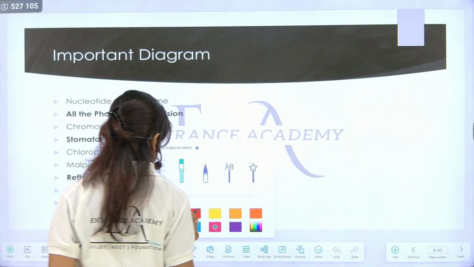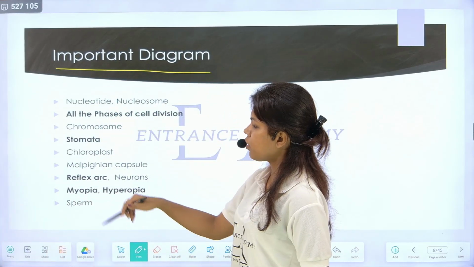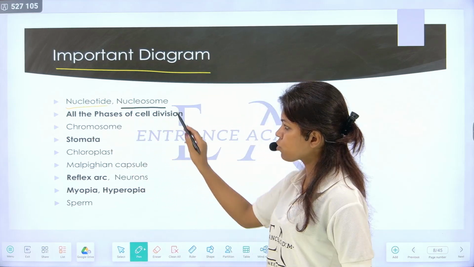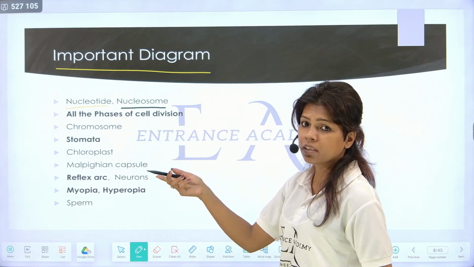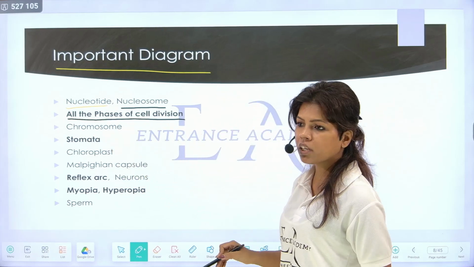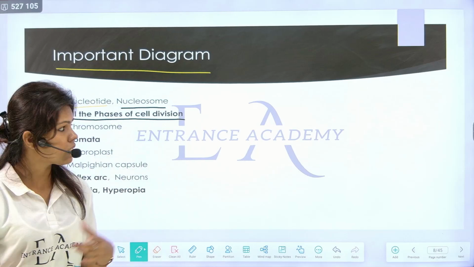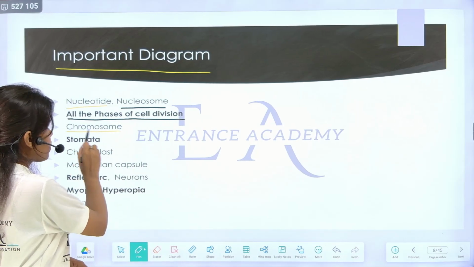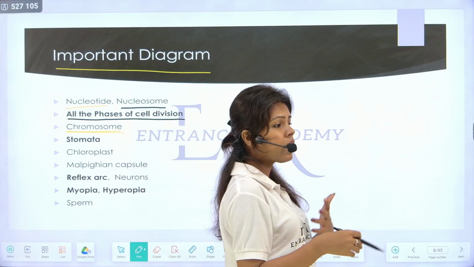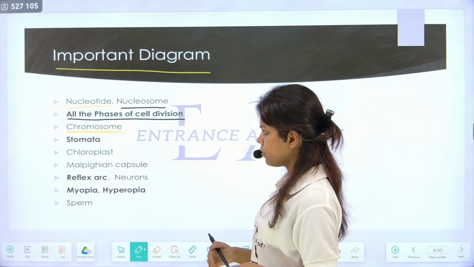Now here in this slide I have given some important diagrams which you can expect from this subject. Nucleotide, nucleosome. This is from the first chapter: cell, chromosome, cell division. All the phases of cell division. This is very important. Any one stage may come in the form of a pictorial diagram. Chromosome, structure of a chromosome. This is very important, showing the centromere. The question may come like that: what is a centromere? The point of attachment between two chromatids.